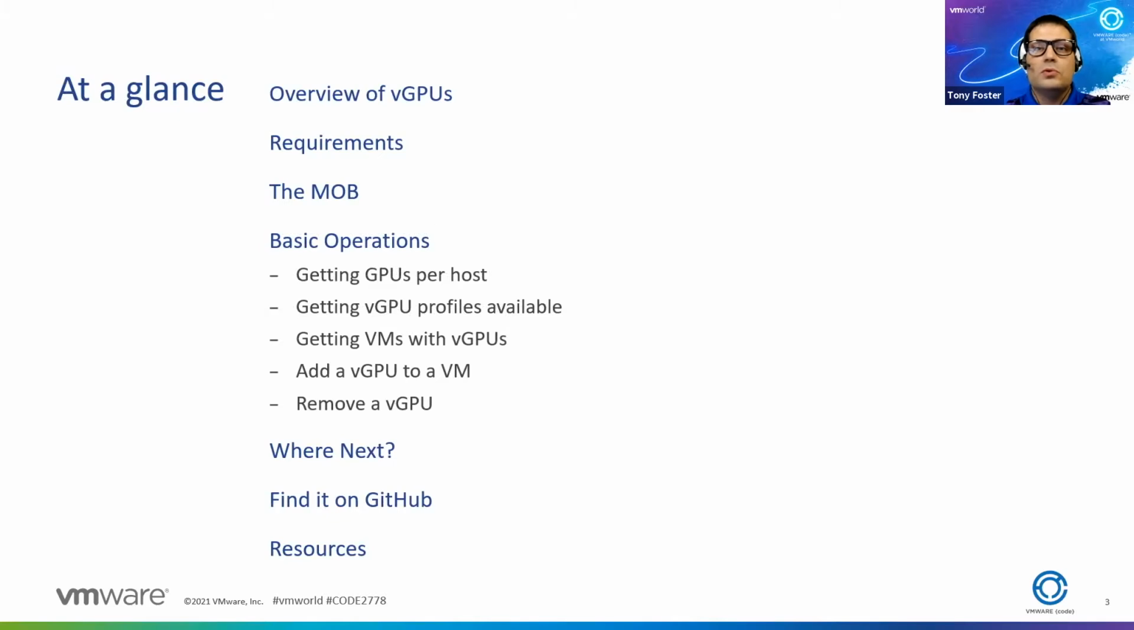Quick overview of what we're doing today. We're going to cram a lot of code and a lot of fun stuff into this 30-minute time slot. We're going to start by looking at what vGPUs are for those who aren't familiar with them, some of the requirements around that, look at the mob, and then we're actually going to do a lot of coding. And we're going to do a lot of coding in a really short time. So hold on to your hats. And then we'll talk about where you can take this next, where you can find resources, and then I'm going to open it up for questions.